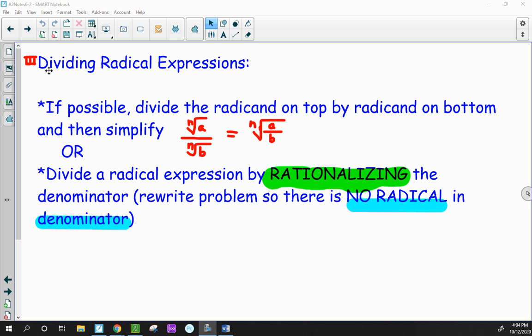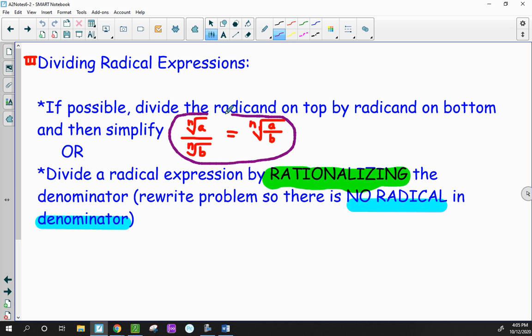Pre-Calc. Today you're going to be learning how to divide radical expressions. If possible, I want you to divide the radicand on top by the radicand on the bottom and then simplify. So when you see something to this nature, you've got the nth root of a term, I'll just call it A, divided by the nth root of B. You can, if you need to, write this as one big fraction. It also works the opposite way.